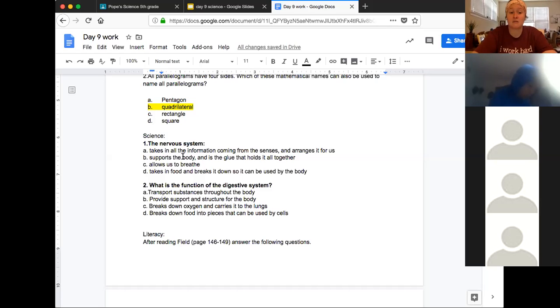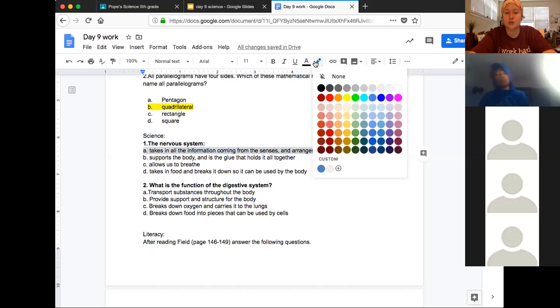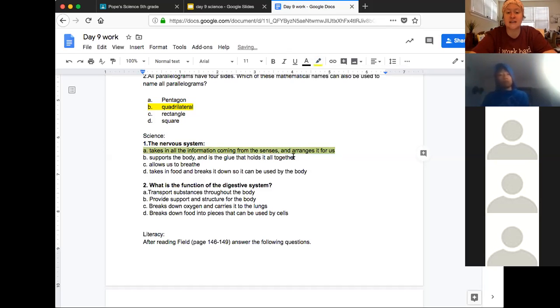A. Okay, A is the nervous system. And just for kicks and giggles, let's see if we can figure out the systems for the other ones. So what body system supports the body like glue?